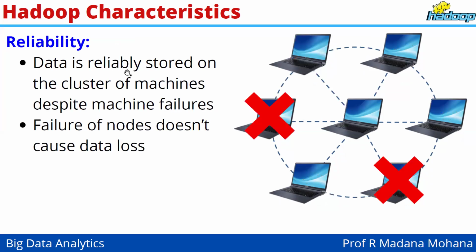Then reliability. That means data is reliably stored on the cluster of machines even if any machine fails. Failure of nodes doesn't cause data loss. For example, in this visual representation, two nodes are crashed, even then no problem. Even if two or any number of nodes fail, it resumes the normal processing of the task. There is no data loss here. That is the advantage of Hadoop. That is the reliability, more reliable.